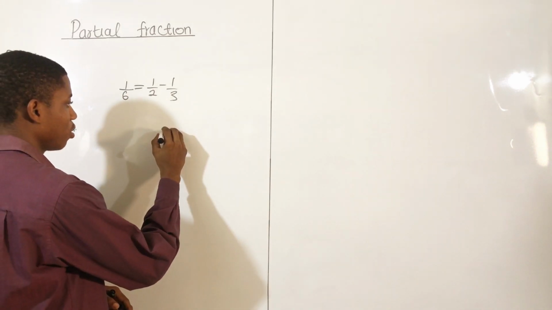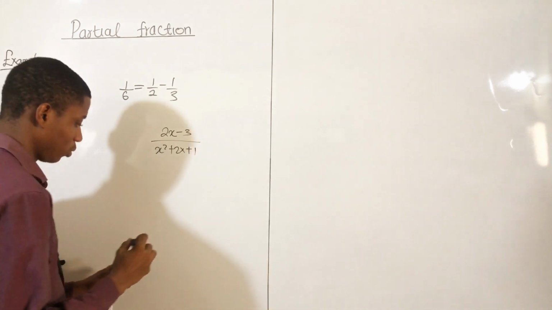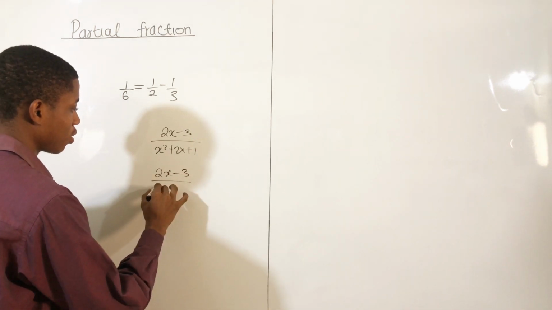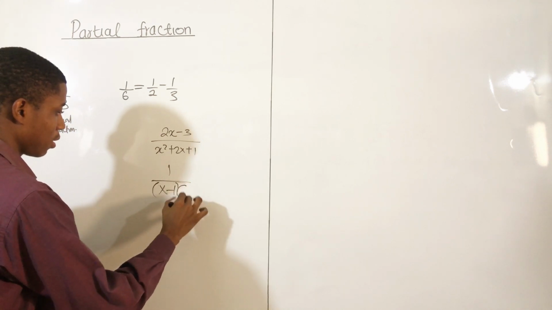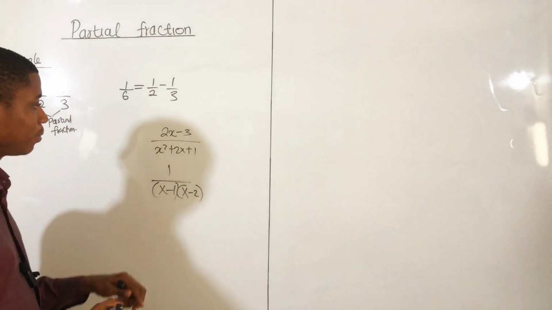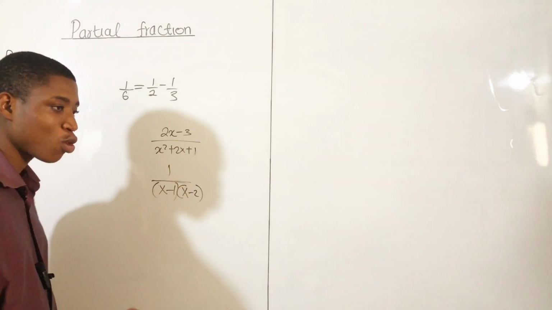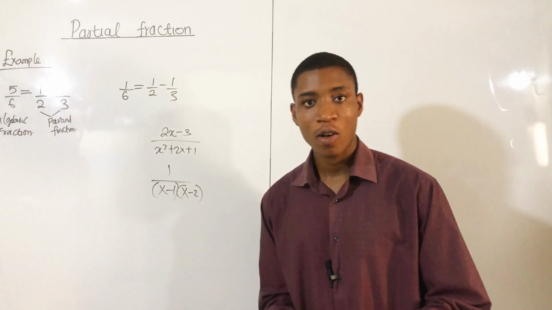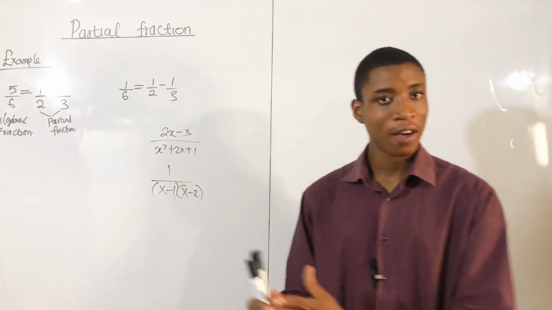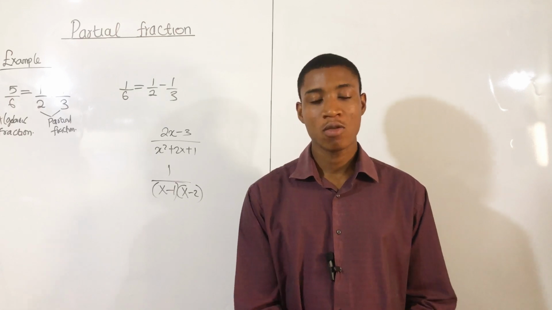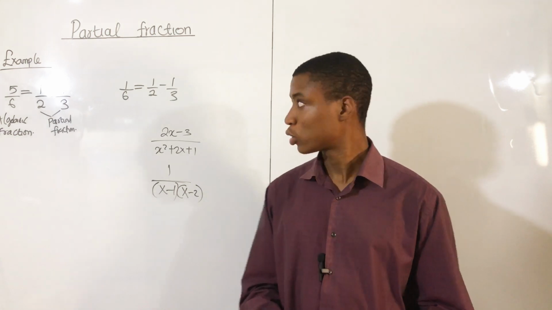Now, let's say, for example, we have a fraction like 2x negative 3 over x squared plus 2x plus 1. Or let's say we have 2x negative 3 over x negative 1. Or let's say this is 1 over x negative 1 bracket x negative 2. Now you can see here that the denominators are different. The denominators are different. It is categorized based on their denominators. So we can have a linear factor in the denominator, a quadratic, a factorizable, or repeated factors in their denominators.